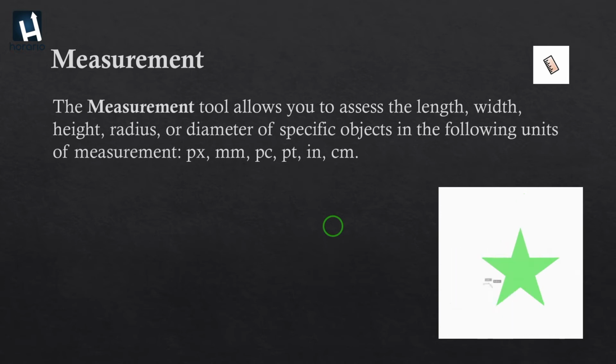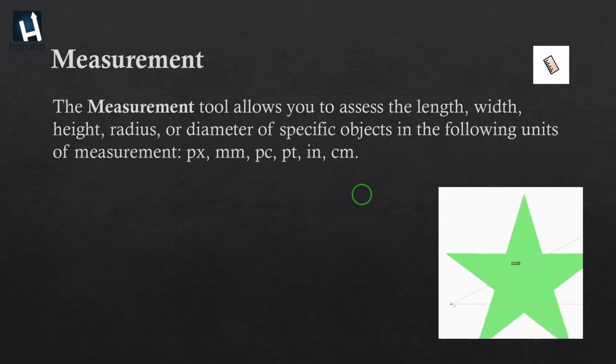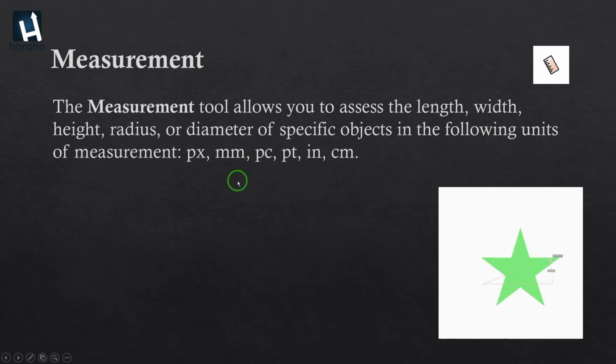The next tool is the measurement tool. The measurement tool allows you to assess the length, width, height, radius or diameter of specific objects in the following units of measurement, that is pixels, millimeters, points, inches and centimeters. Okay.